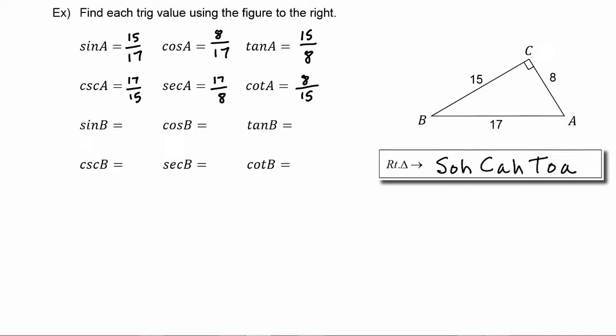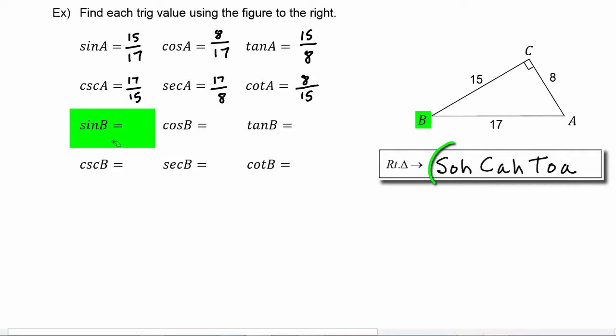Now, one of the powerful uses of SohCahToa is the angle doesn't have to be in standard position. So you notice that even though A was over here, not an angle on the coordinate plane in standard position, we were able to find all of its trig function values. Now let's find the trig values for angle B.